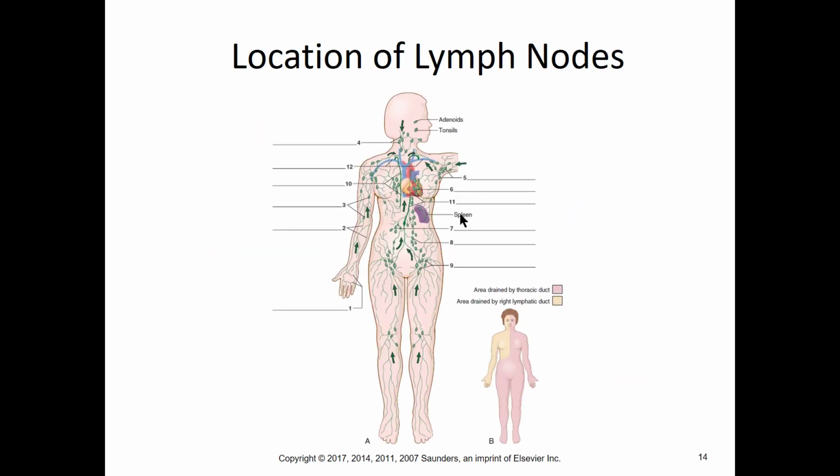Location of lymph nodes. Here we go. We got the cervical, axillary here. We got the area in the spleen. It's pretty much all over the body. But remember they're located along strategic points, because those are the points where most of the blood is being drained and returned to the heart.